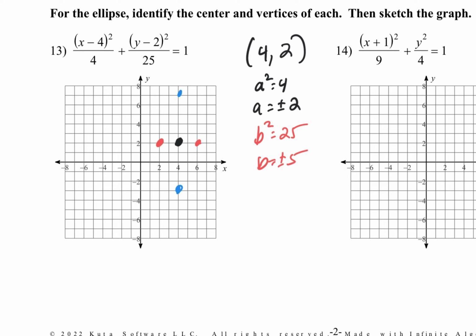Now those technically are our vertices because they're the longer of the two. But again, as long as you graph them, we're good to go. Now because it's an ellipse, make it and be done. Ta-da.